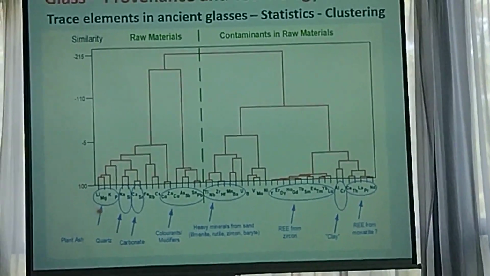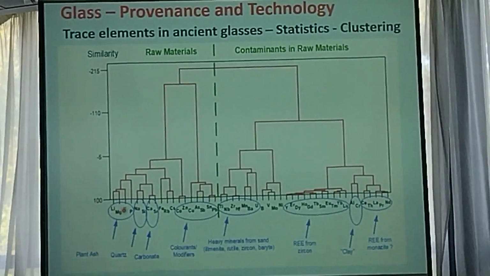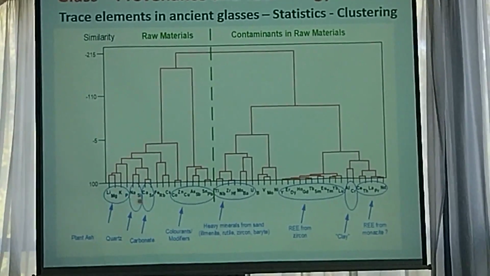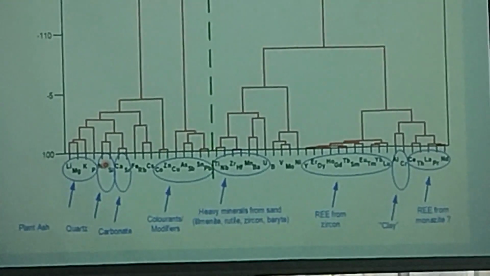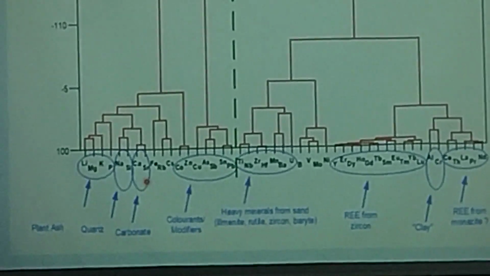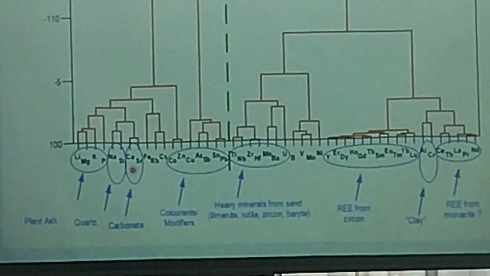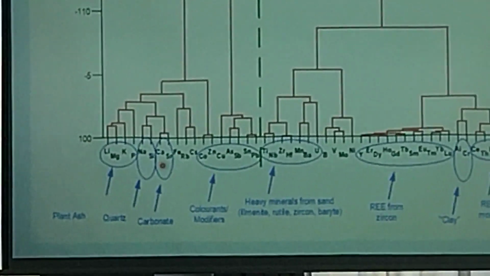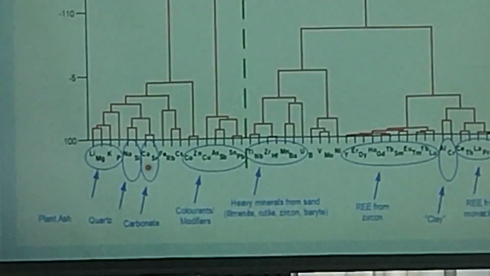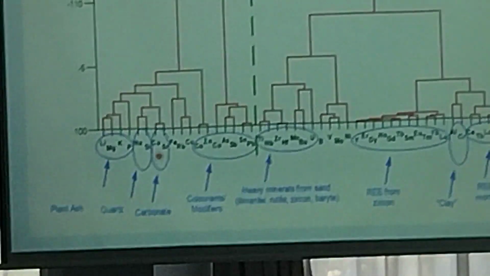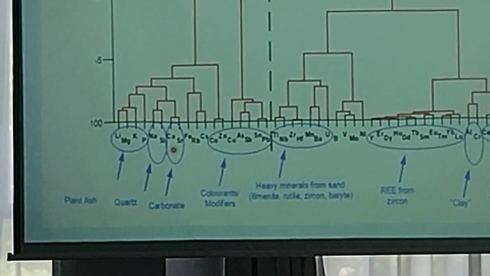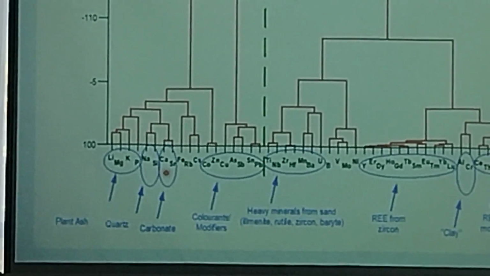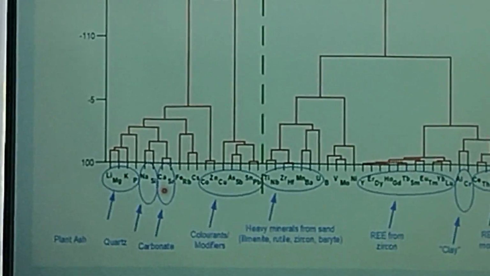So here we can see these elements grouping together: lithium, magnesium, potassium, phosphorus. These are all classic elements that you would get from plants. Sodium and silica, this is probably from the quartz. Calcium and strontium. Most glass that is going to survive well has to have some calcium in it. Now, that calcium can come from the plants, and maybe it's enough, but if you want to get the best quality glass, you have to add some more calcium. Or if you make the glass with the natron, with the mineral flux, you have to add some calcium.